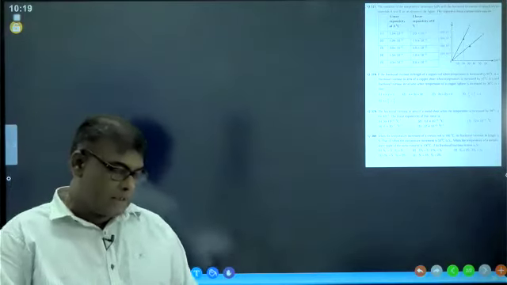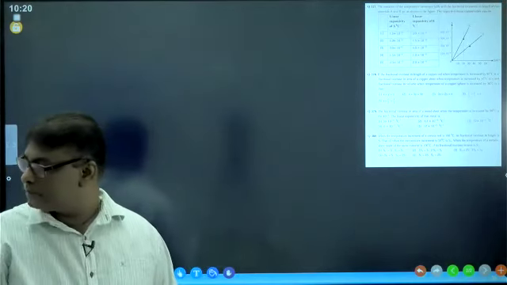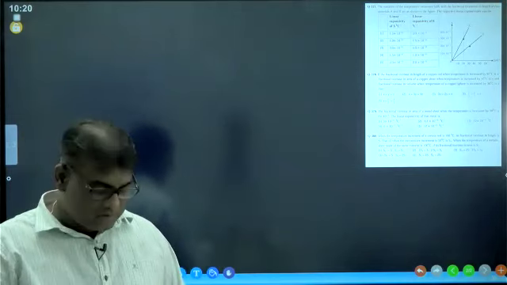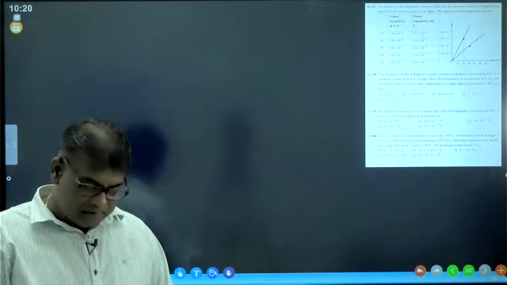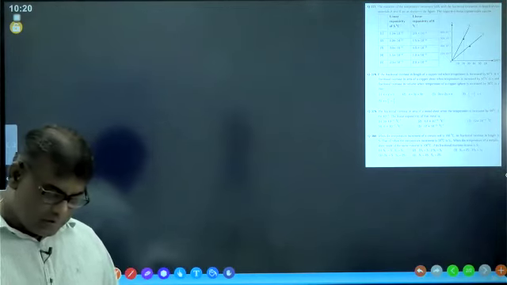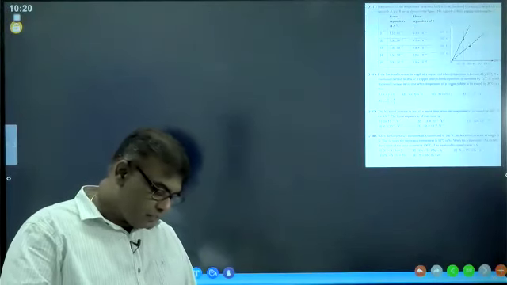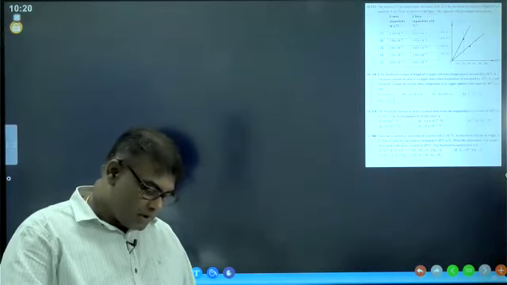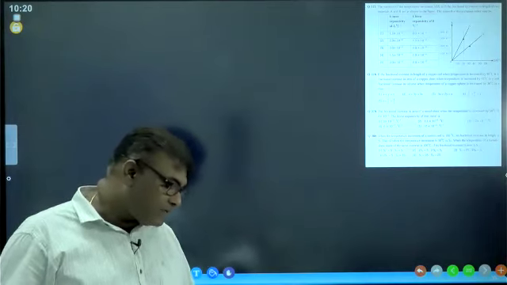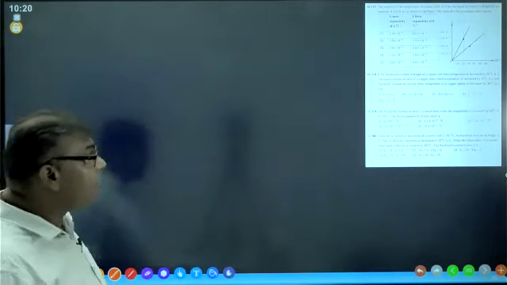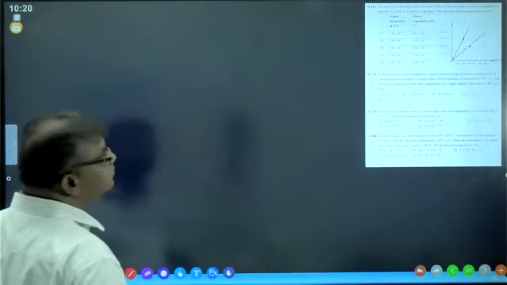377, right. The variation of temperature increase, delta theta, with the fractional increase in the length of the two materials A and B are as shown in the figure. The respective linear expansivities may be. Then the shape of the graph, well identified one. No?